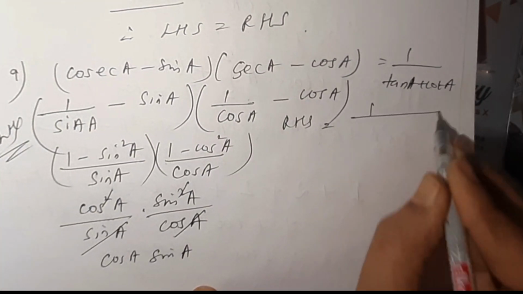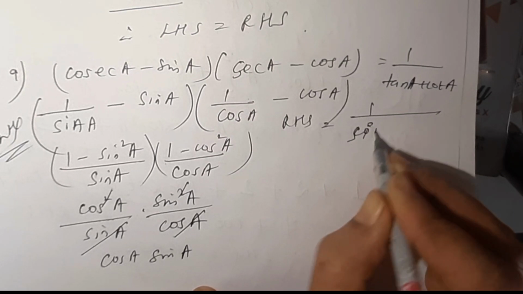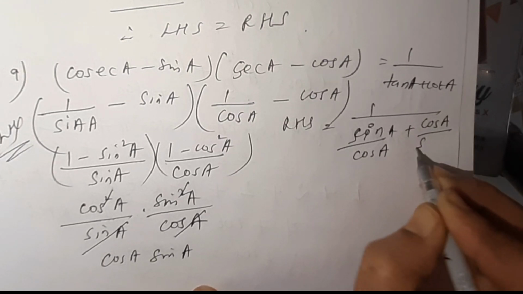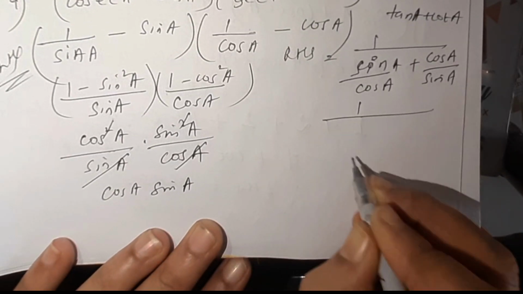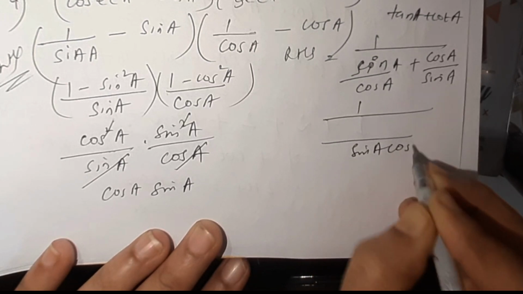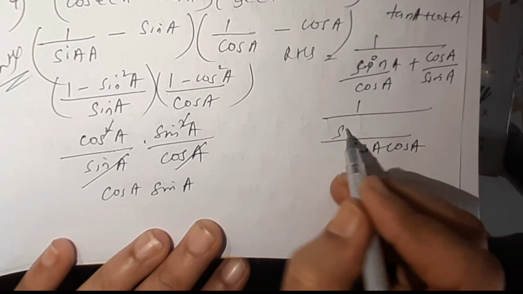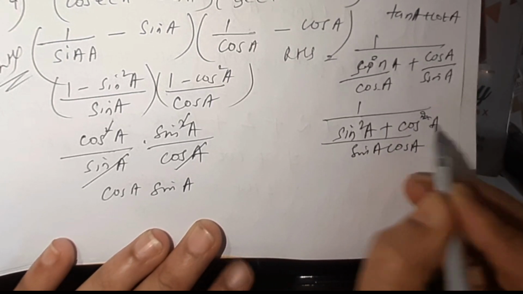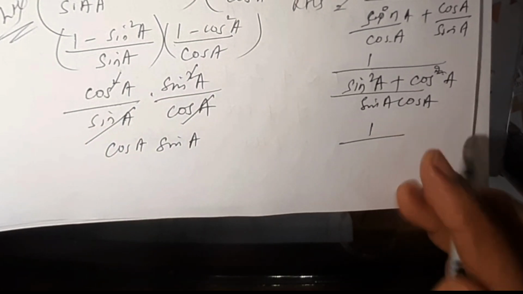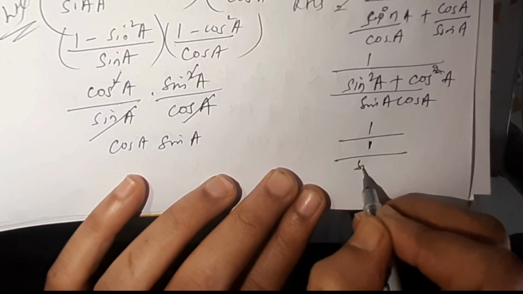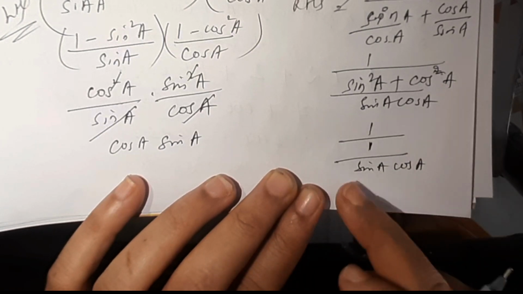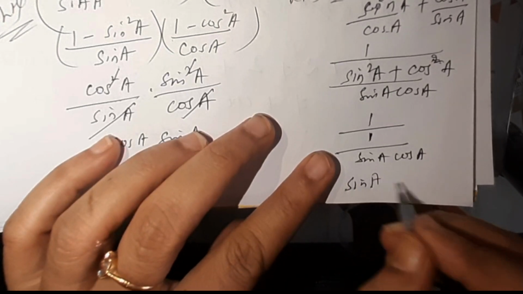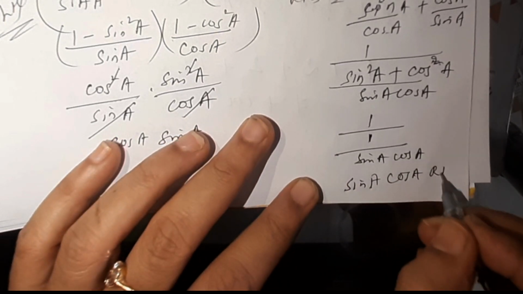RHS, it's given tan upon 1, which we can write as sin upon cos, and cot as cos upon sin. Now getting LCM, sin A cos A. So here sin will multiply, so it's sin square A, and the same way cos is getting multiplied, so it's cos square A. Now sin square plus cos square is 1. So here we can write it 1 upon sin A cos A. As sin A cos A is in division, it will get reciprocal. So finally we are left with sin A cos A, which is our RHS.